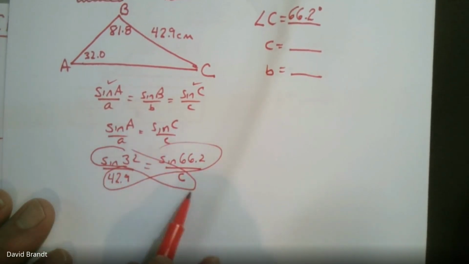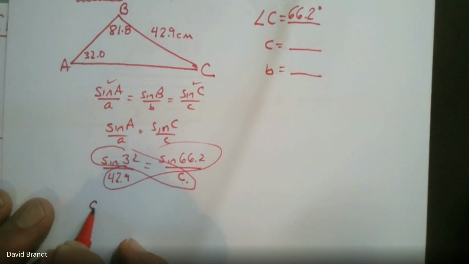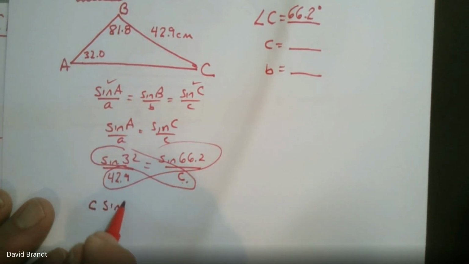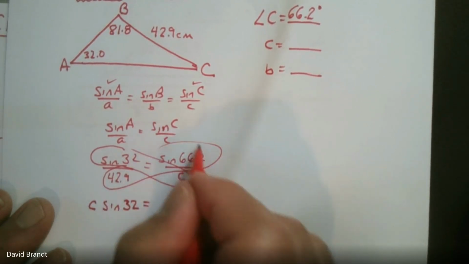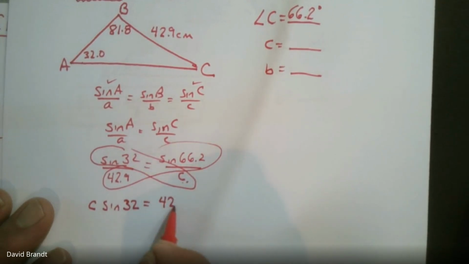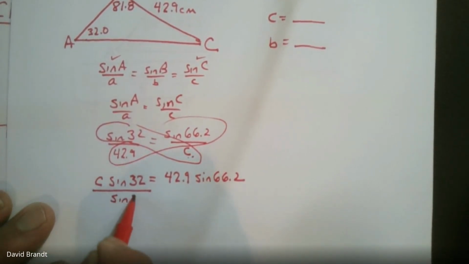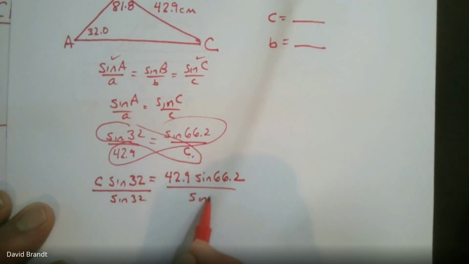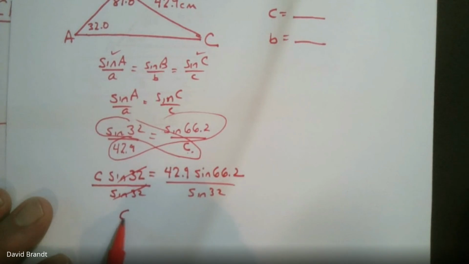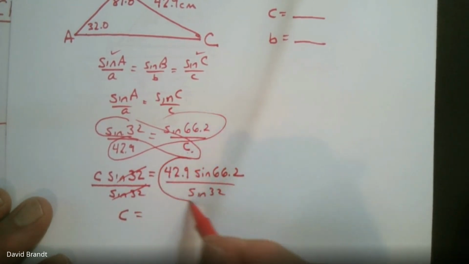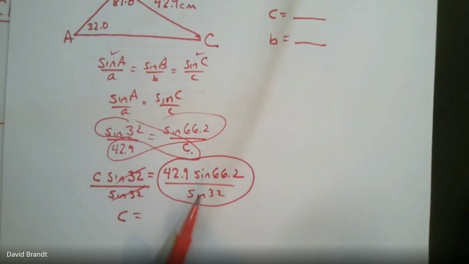Let's multiply this way first. Now, when you multiply sine of 32 by side C, put the C in front. Don't multiply C times the angle. C times sine of 32 is equal, when you multiply this way, to 42.9 sine of 66.2. Don't start typing into the calculator yet. Go ahead and divide by sine of 32 now, and cancel those. C is equal to, now type all of this into your calculator at one time.